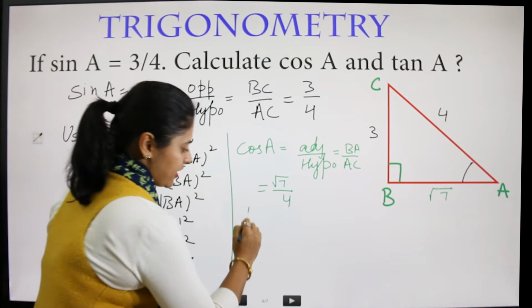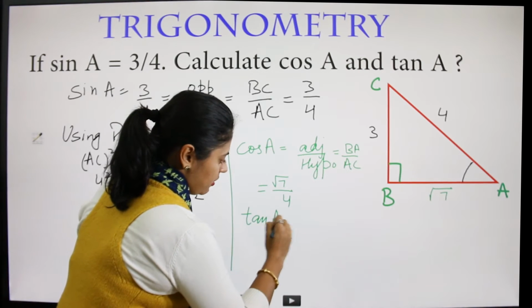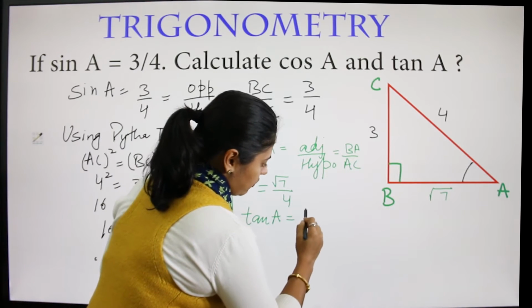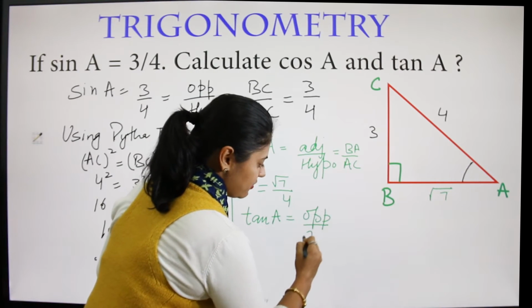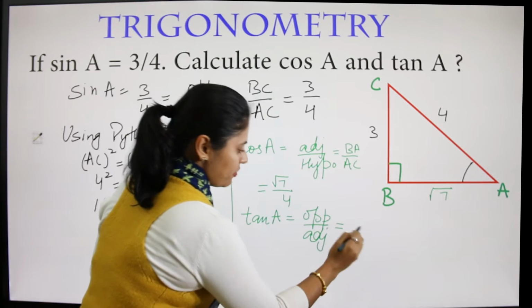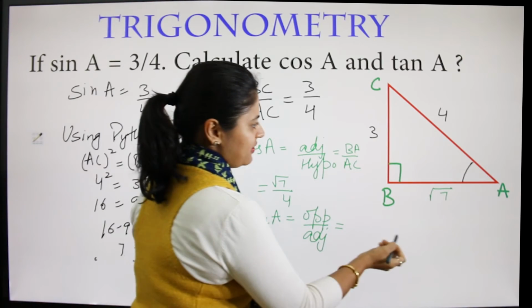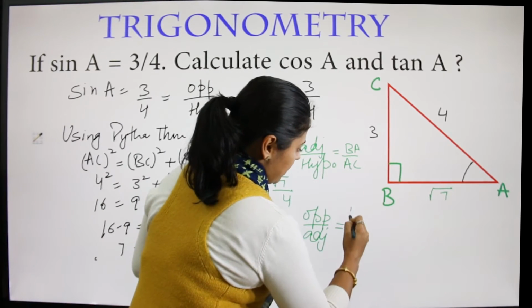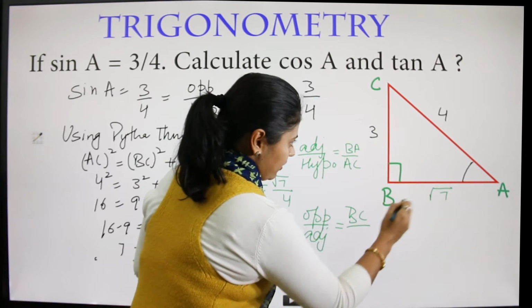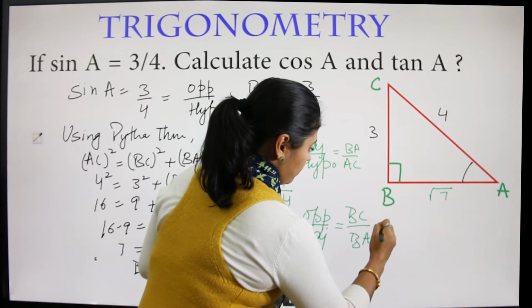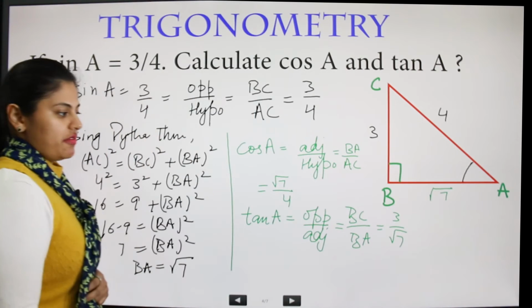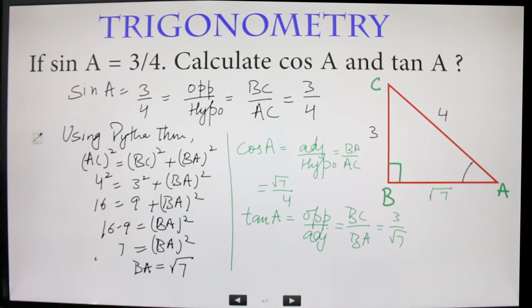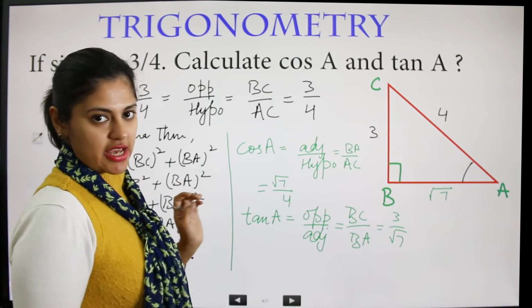Now it's time to find tan A. Tan A is equal to perpendicular, meaning opposite side, divided by the adjacent, or base, so opposite over adjacent. The opposite side is BC over the adjacent BA, which is equal to 3 divided by under root 7. So these are the values which we can calculate. Under root 7 by 4 for cos A, and 3 over under root 7 for tan A.